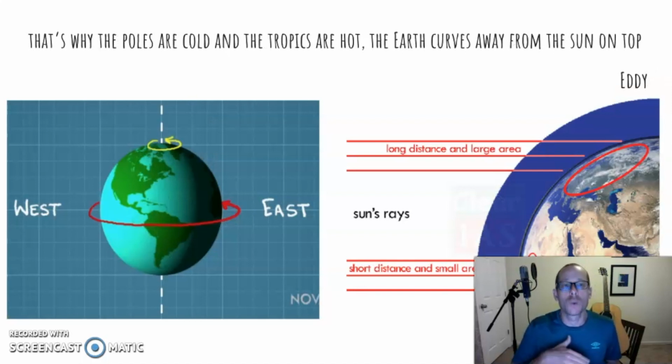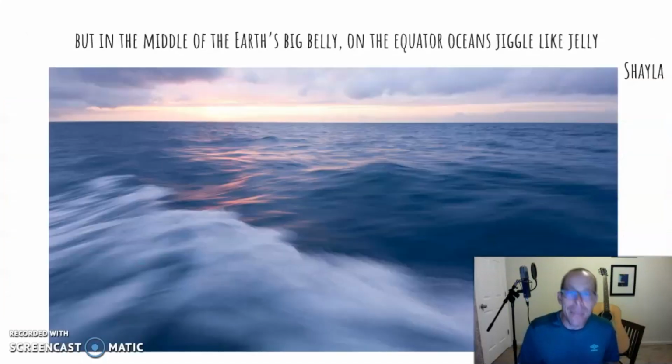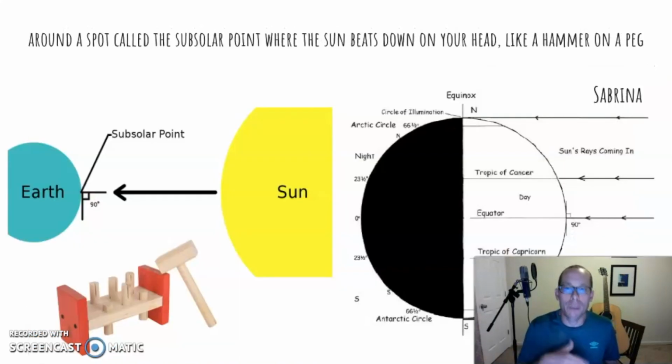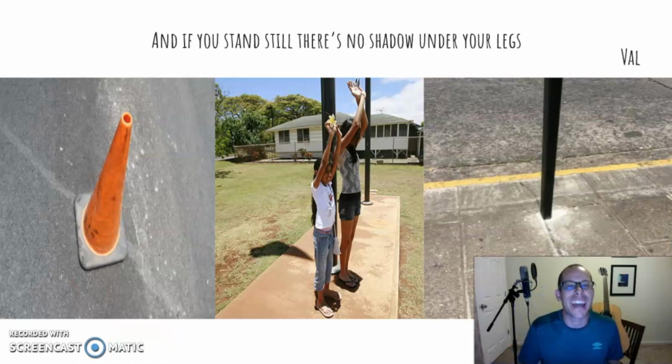The Earth curves away from the sun on top, but in the middle of the Earth's big belly, on the equator, oceans jiggle like jelly. Under direct sunlight that shines with all of its might, the sun's energy is most concentrated around a spot called the subsolar point, where the sun beats down on your head like a hammer on a peg. And if you stand still, there's no shadow under your legs.